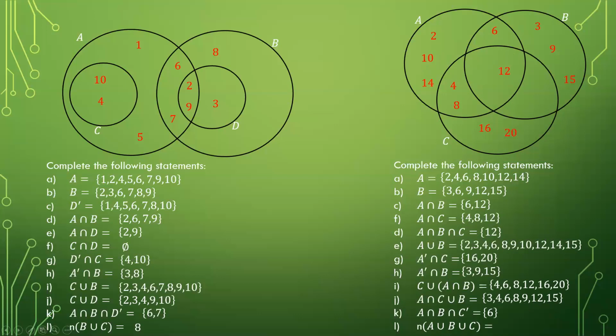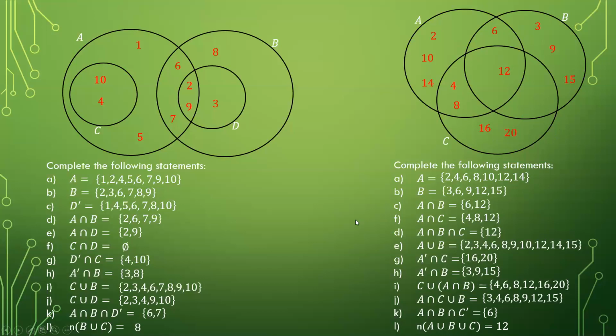So if a question asks for A union B union C, that means the whole thing here. So you have 12 of them. You can see 3, 4, 5, 6, 7, 8, 9, 10, 11, 12. So 12 elements all together. So basically, this is how we answer these questions.